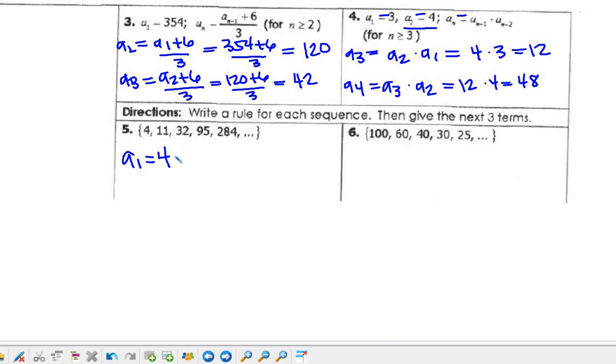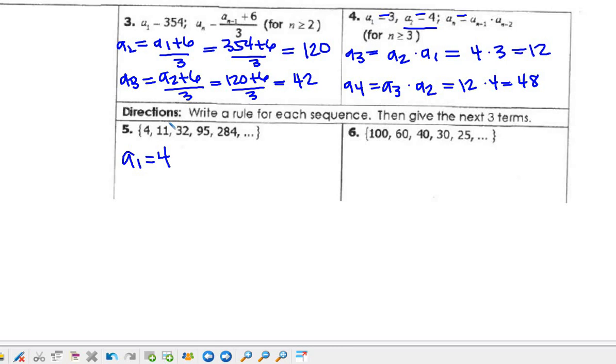So the first thing I always like to try is just a sub 1 and then plus or minus a number or times a number. So 4 plus what would be 11? It'd be 7. But then it's not a constant change. So it's not like plus 7 plus 7 plus 7. So that's not it. It's obviously not multiplication because 4 times nothing is 11. So it's not just going to be a simple do this or do this, right? So then it's going to be some combination of operations.